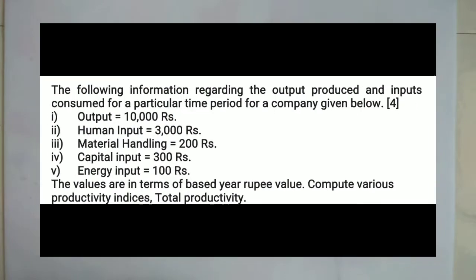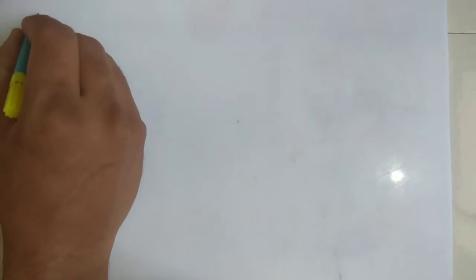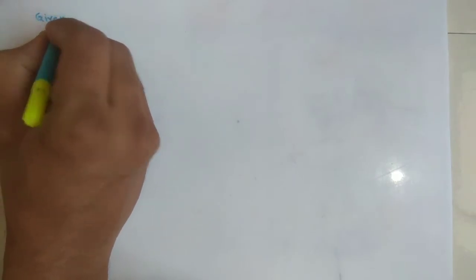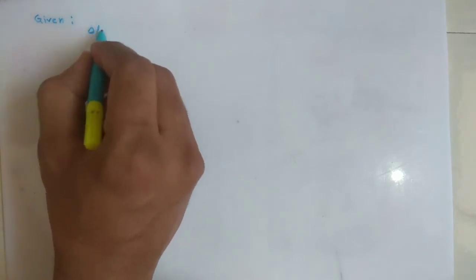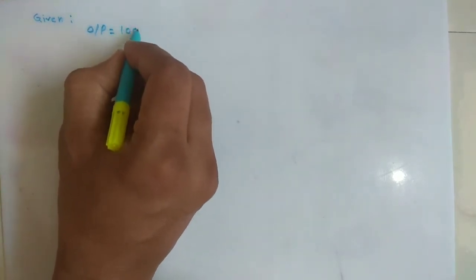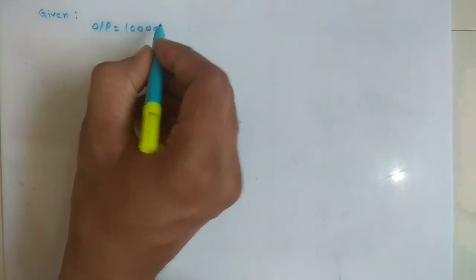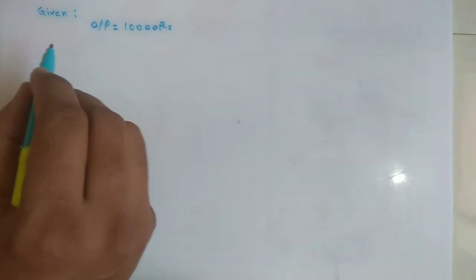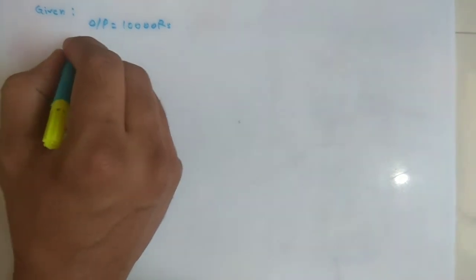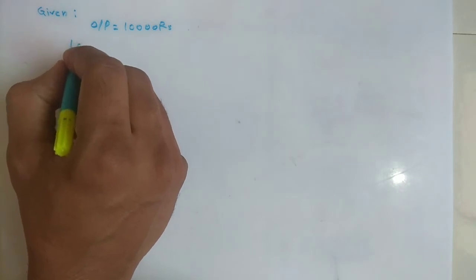So let us see how to calculate it. First of all, write the given data. What is the given data in your numerical? It is given that the total output is 10,000, which is in rupees. Then human input, or we call it labor input.